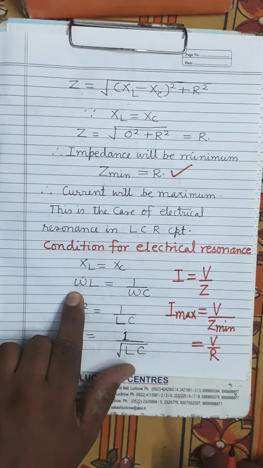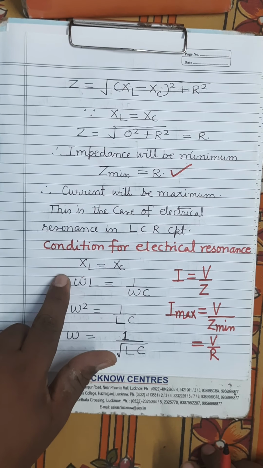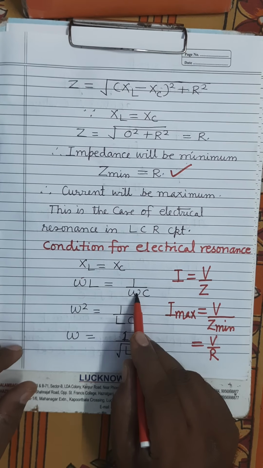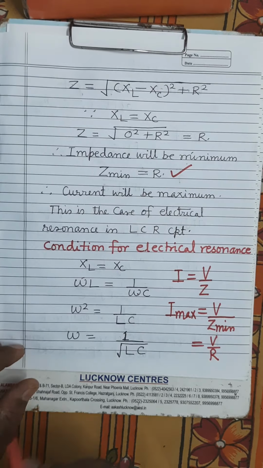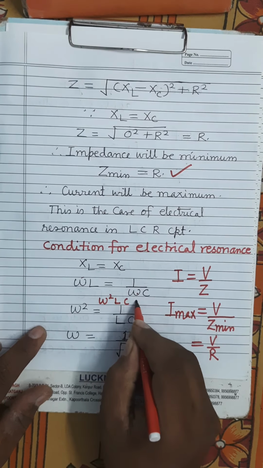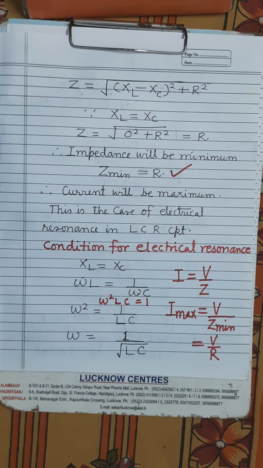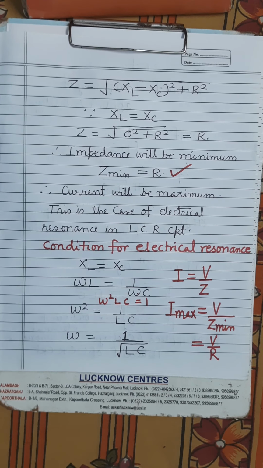XL equals omega L and XC equals 1 upon omega C. When you simplify, you will get omega square LC equals 1. On multiplying this in this side, you will get this expression. Omega square LC equals 1. So what will be omega square? 1 upon LC. Omega equals 1 upon square root LC.